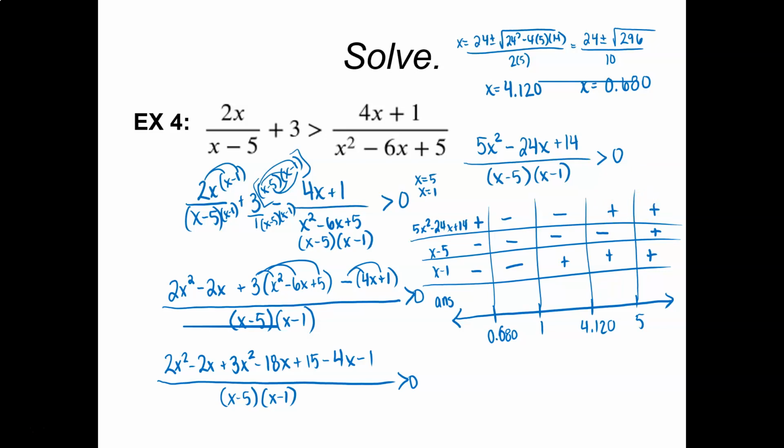Whew. All right, we're almost there. This last part's not any worse than the other problems. All right, answer line, I'm going to have a positive here, negative, positive, negative, positive. Which ones are my answers, the positives or the negatives? Positives here. And thankfully, I don't even have to think about the or equal to, so negative infinity to 0.680, 1 to 4.120, and 5 to infinity.